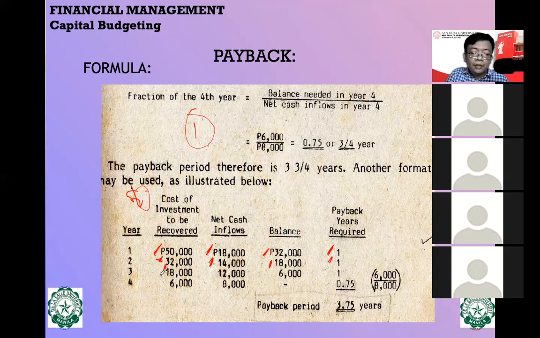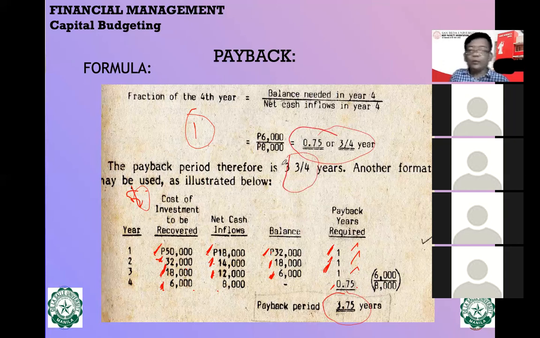Alright. Minus the inflow, di ba, given, 12. 18 minus 12, 6,000. Lagay mo sa beginning. Then, di ba, mayroon kang 8. 6 divided by 8, you have 0.75. So, meaning, magkano payback mo? 1, 2, 3, and 0.75. 3.75. Same as this one, 3.75.